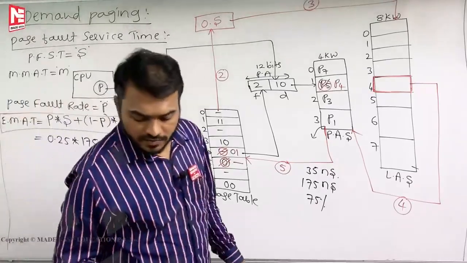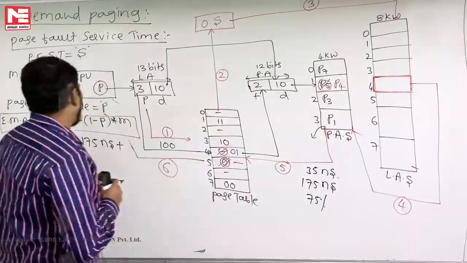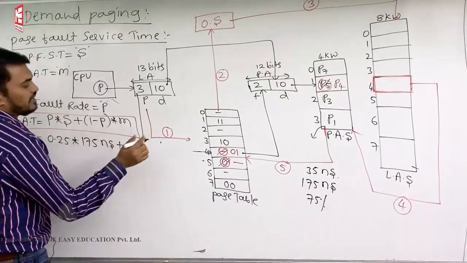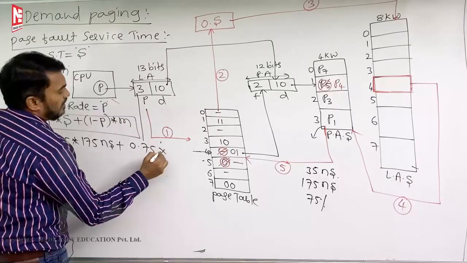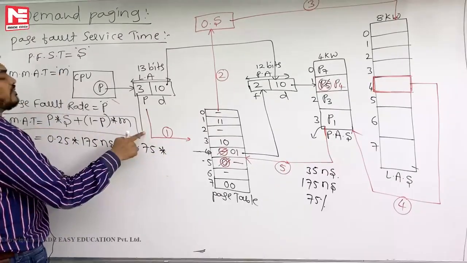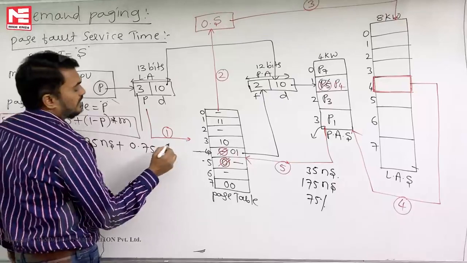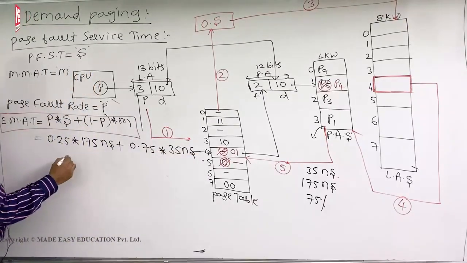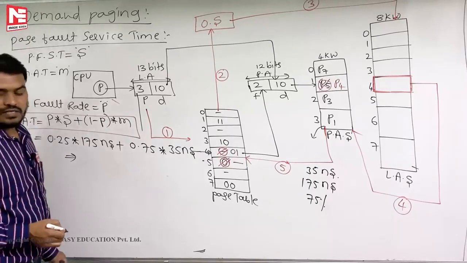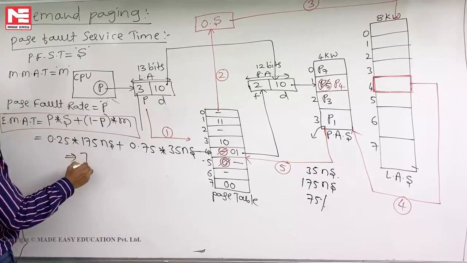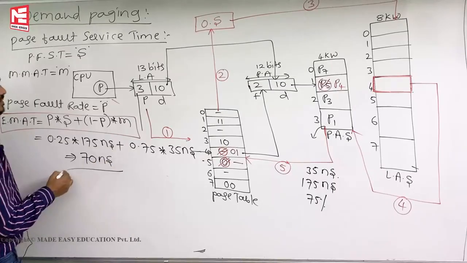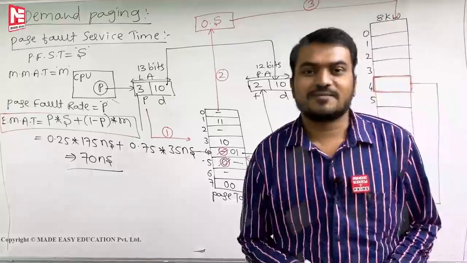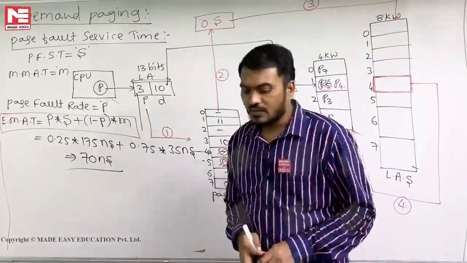Next, tell me, what is the page hit ratio given? 0.75. And for the page hit ratio you apply the main memory access time. What is the main memory access time given to you? 35 nanoseconds. Just solve this equation and you will get the answer. The right answer is 70 nanoseconds. Please don't make any calculation mistakes. Okay, thank you.